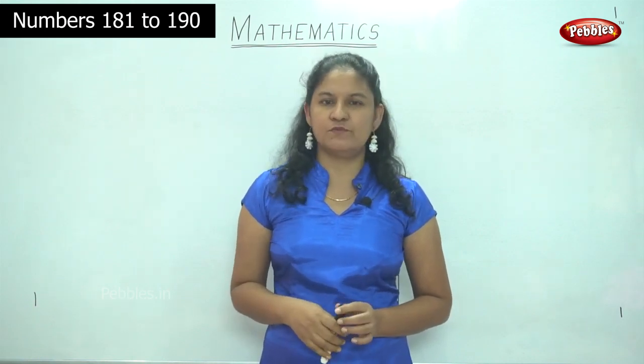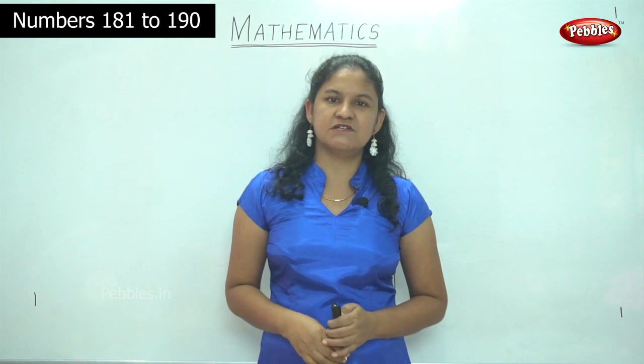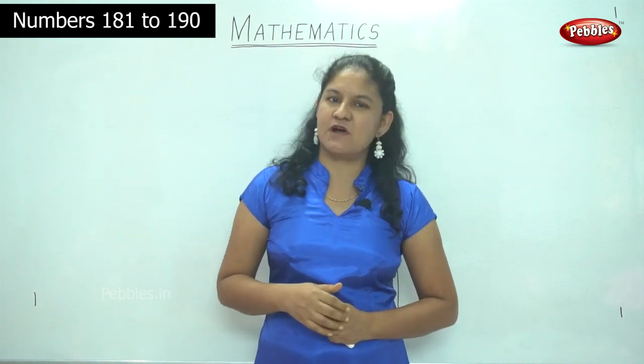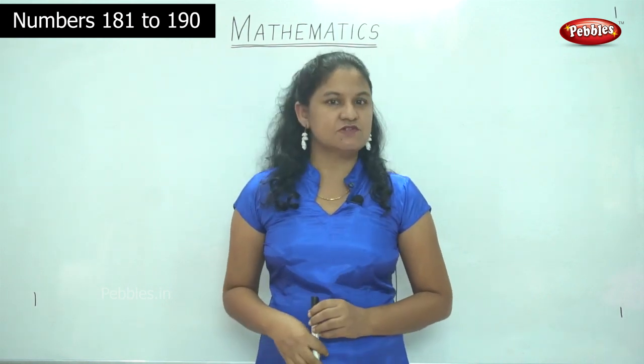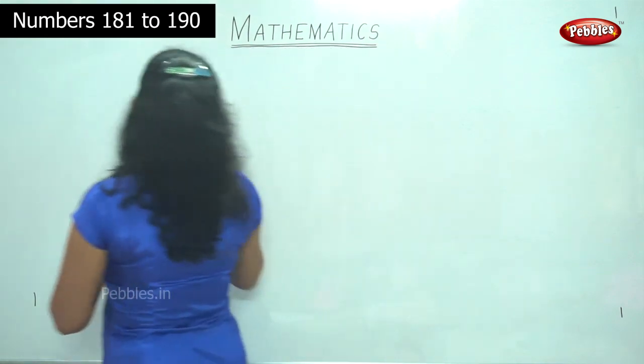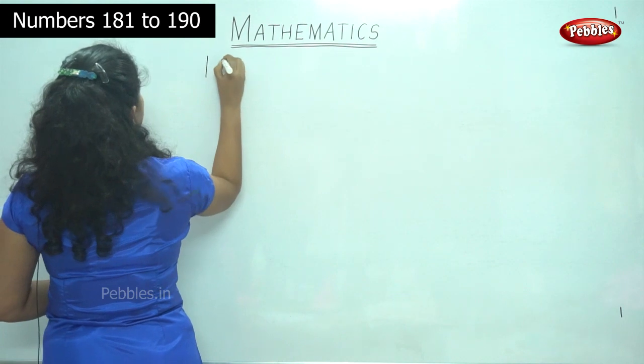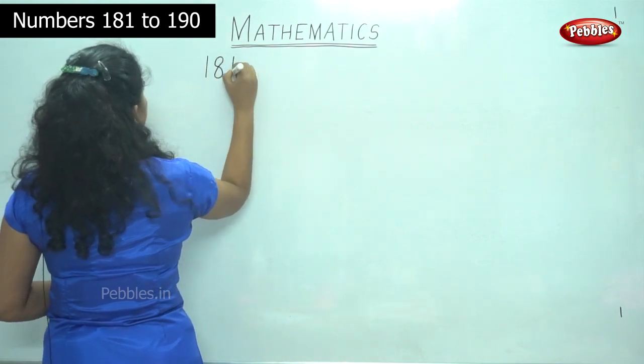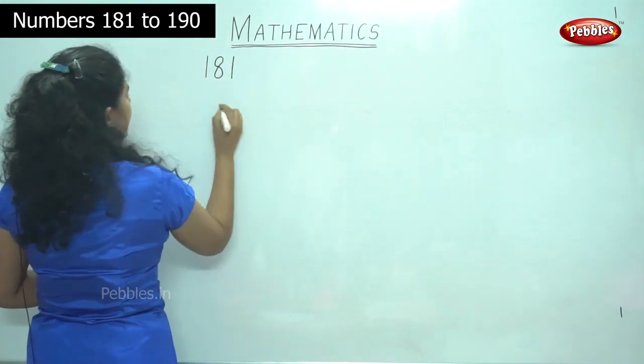So now we will be seeing how to write the numbers from 181 to 190. So children, are you ready to write it along with me? So the first number is 181.